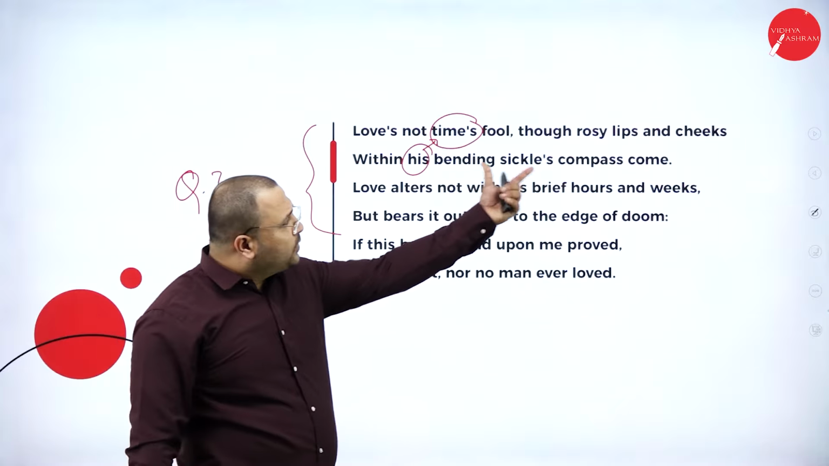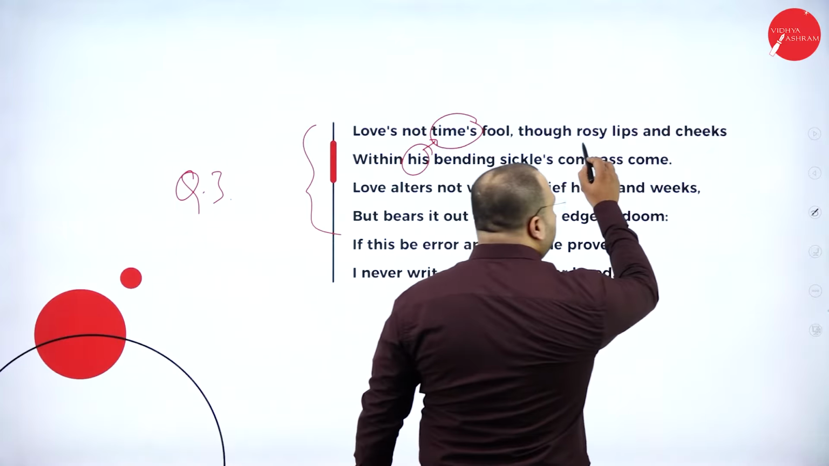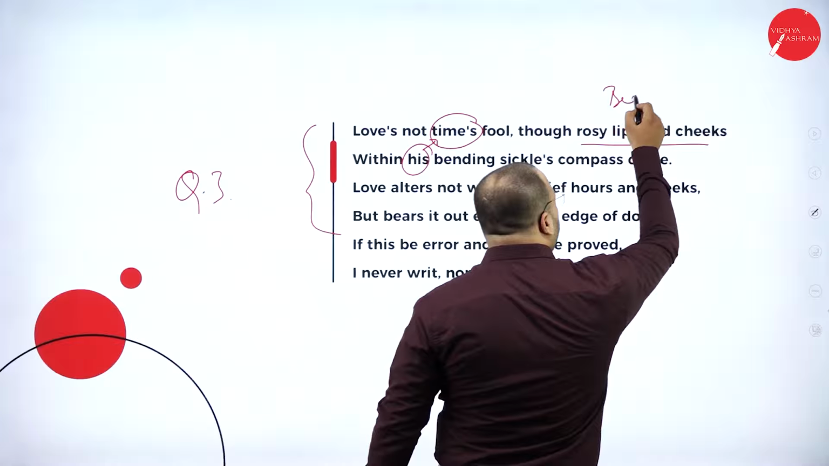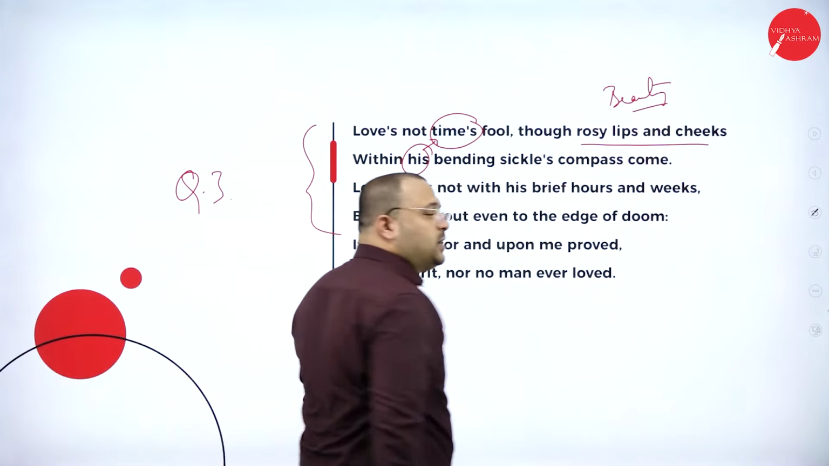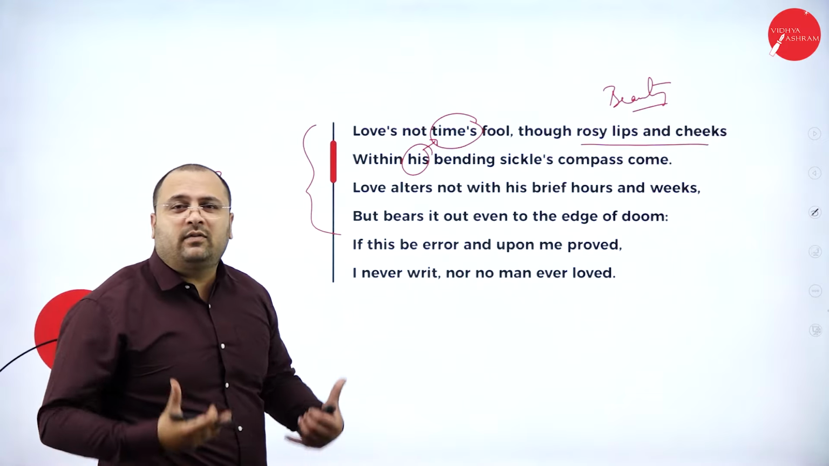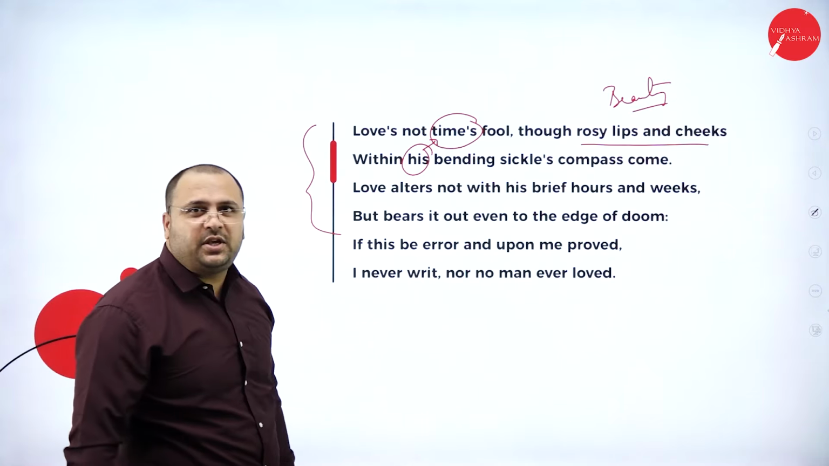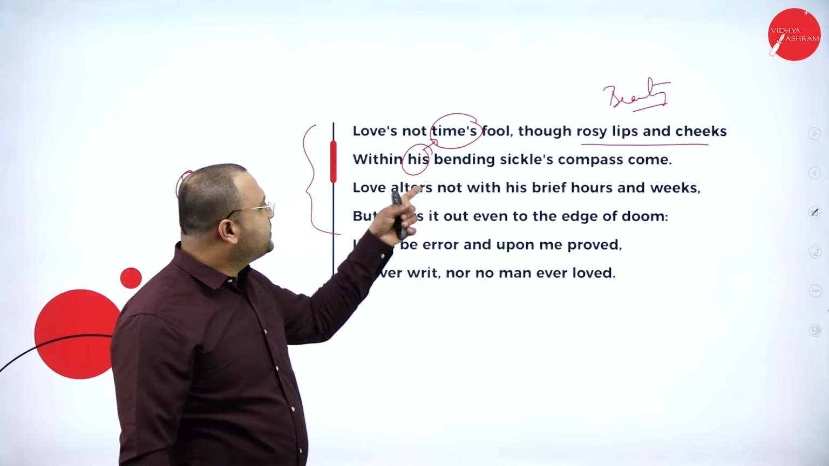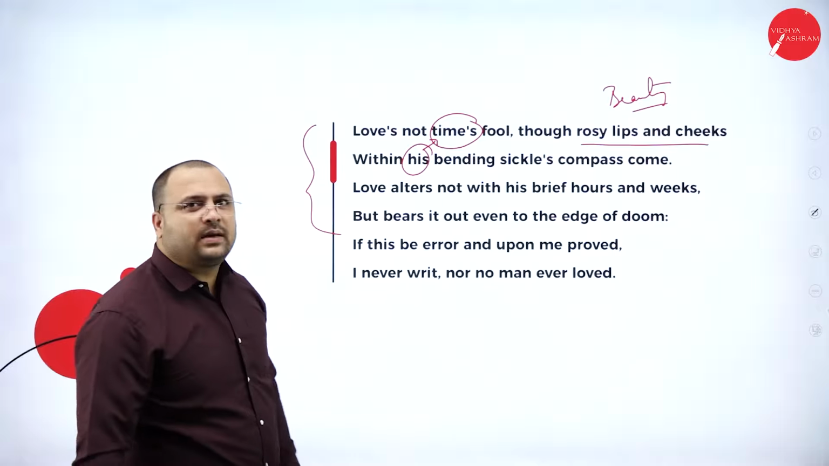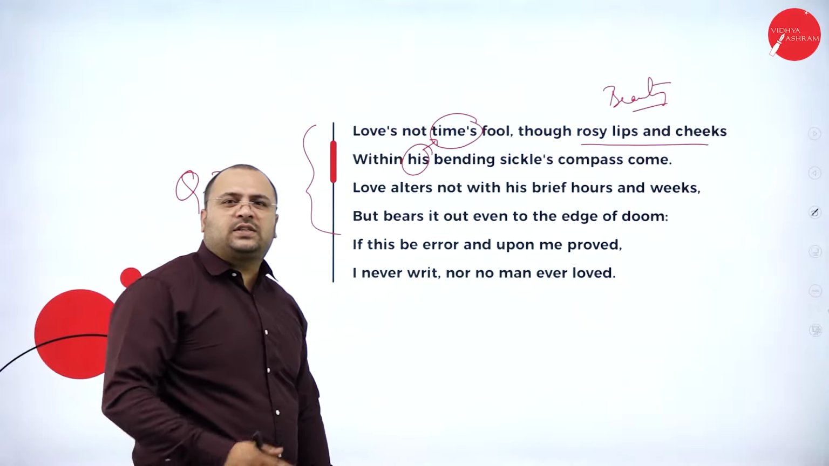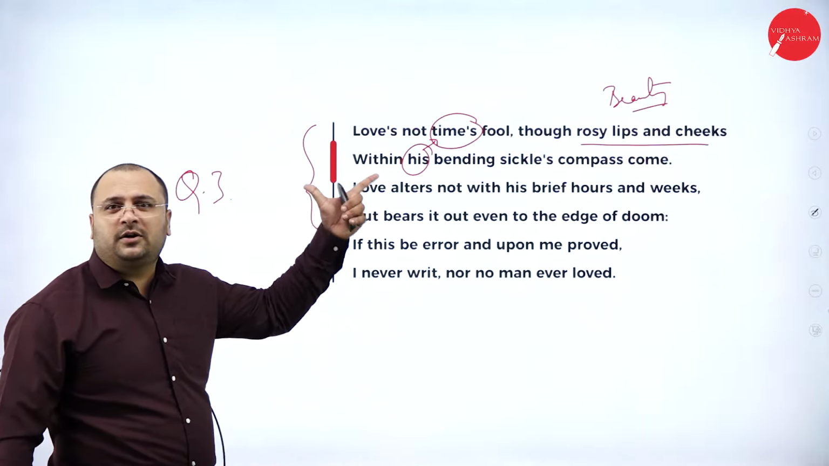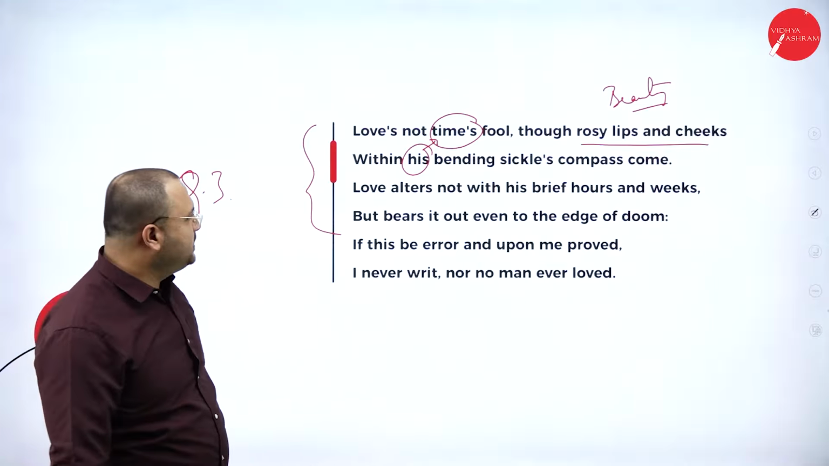And though rosy lips and cheeks, what does this mean? It is our beauty. Beauty which is not permanent, our body and our physical beauty, will fade away. Cheeks will fade away. Within his bending sickle's compass come. When our age is destroyed by time, love does not change. That is the meaning of what he says here.